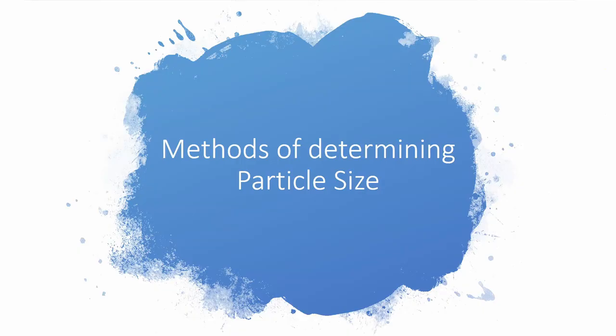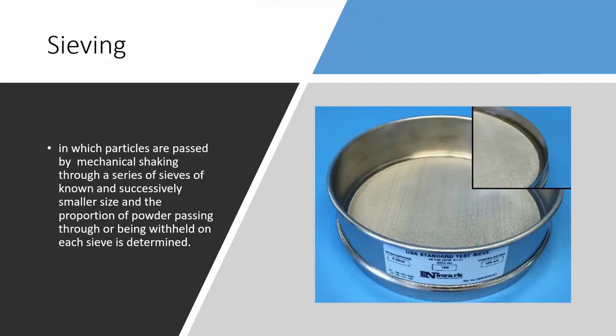So we have different methods of determining particle size. So these are techniques employed in the laboratory to describe powders and granules in terms of the size of their particles. So first one is sieving. So we have discussed sieving earlier, in which we use a standard sieve, and we pass our powders and granules through these sieve systems. And depending on how much of the powder is retained in each level of sieve, we can describe the particle sizes of the powder.